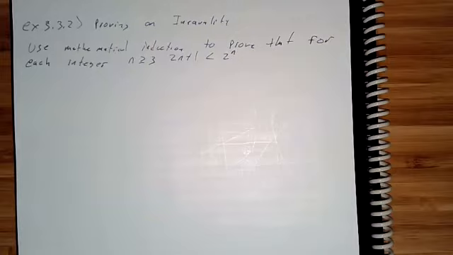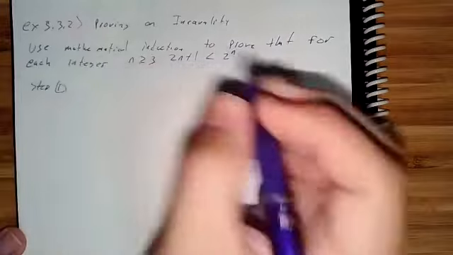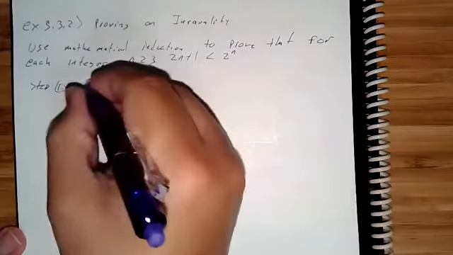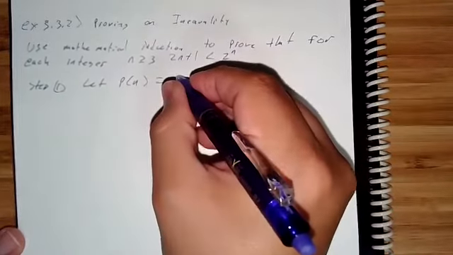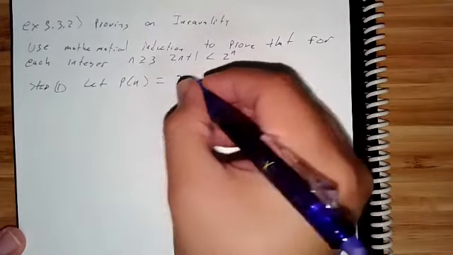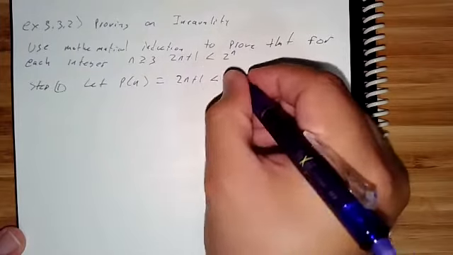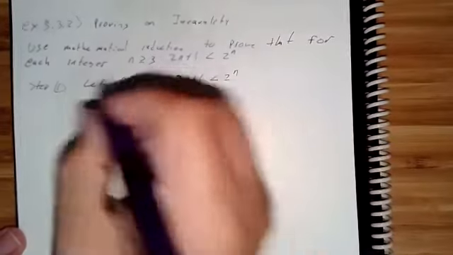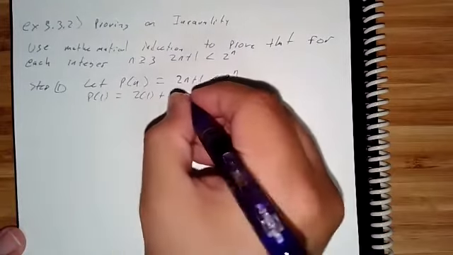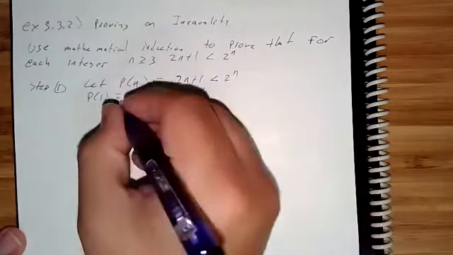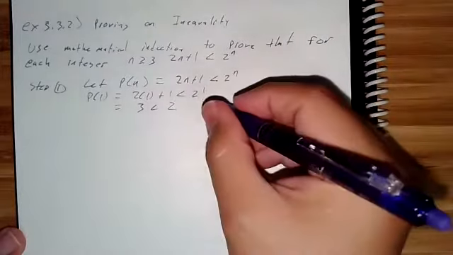So we'll do this with induction again. So step 1, I'm going to use 3. And this time I would call P of n 2n plus 1 less than 2 to the n. P of 1 would be 2 times 1 plus 1. Is that less than 2 to the 1? That would be 3 less than 2. So yeah, wait.